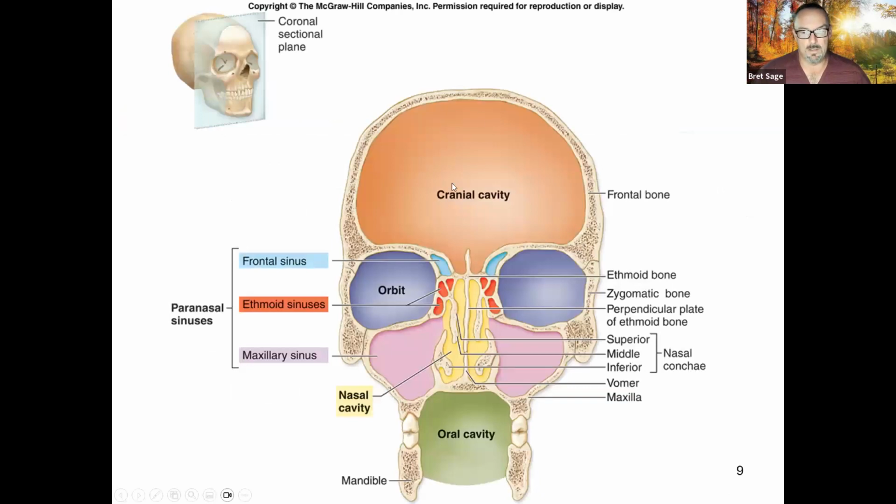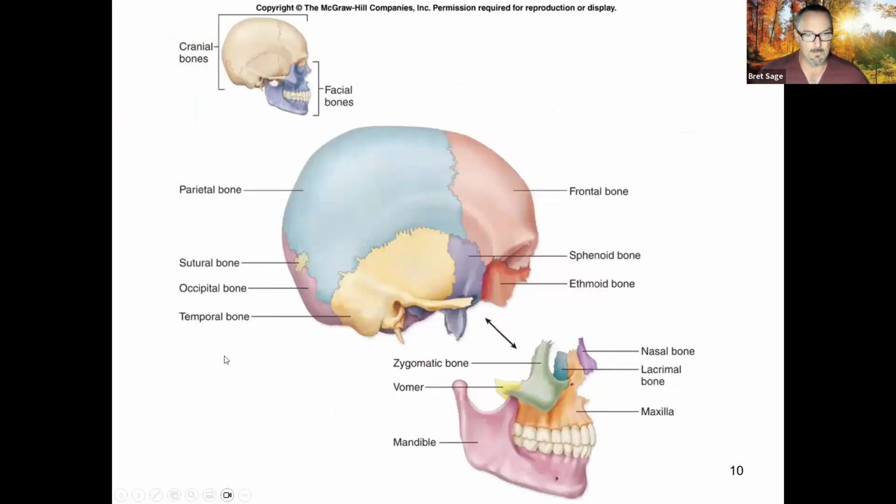So this shows you all the different cavities you would hit if you took a coronal section through this part of the skull. The orbit is a cavity, then the cranial cavity, oral cavity, nasal cavity, and then the sinuses are along here. The frontal sinus is very small. You would see more of the frontal sinus if you moved more anteriorly.